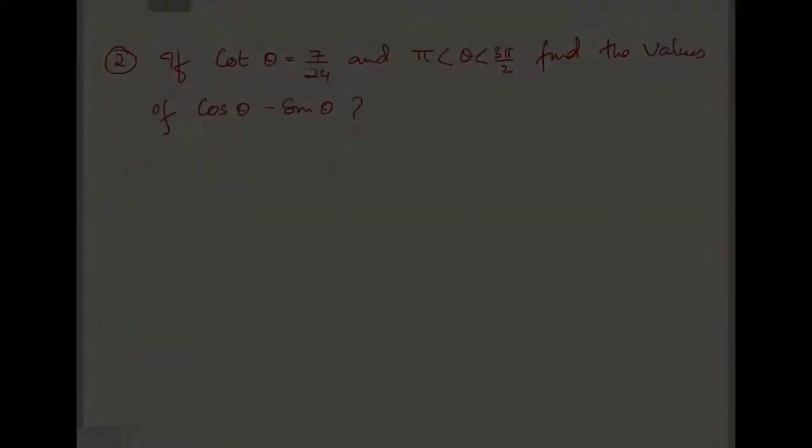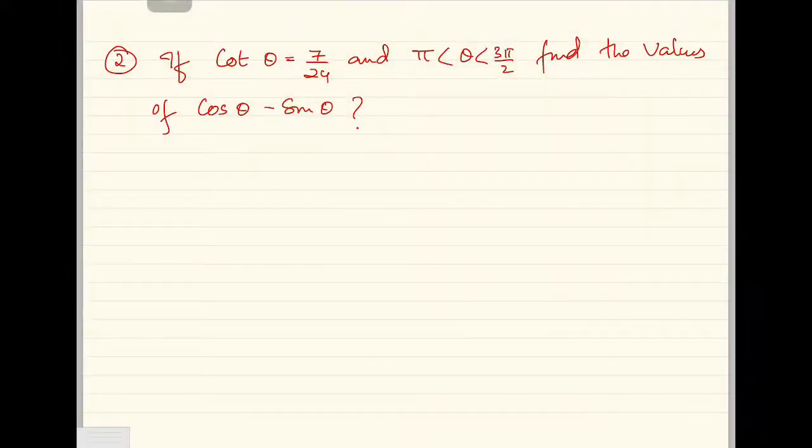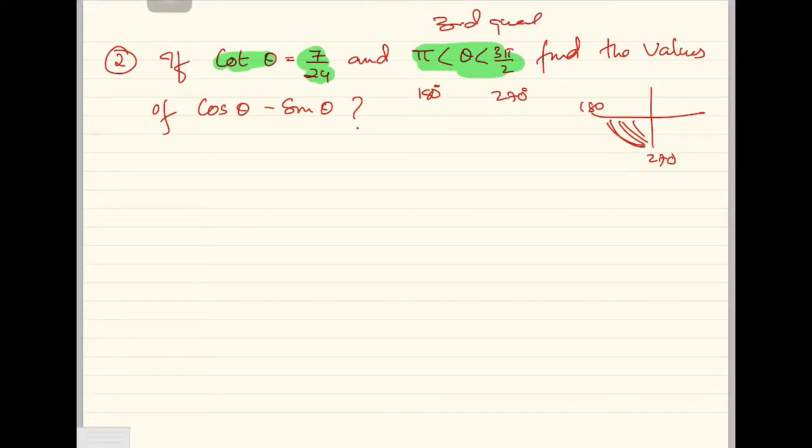Here I have another interesting sum, the second one, from the quadrant rule. It says if cot theta equals 7 by 24, and be careful how to read this, theta lies between pi and 3 pi by 2. You know pi means 180 and 3 pi by 2 means 270. That means something between 180 and 270. That is the third quadrant, isn't it? So this is the other way of saying that theta lies in the third quadrant. So be careful here.